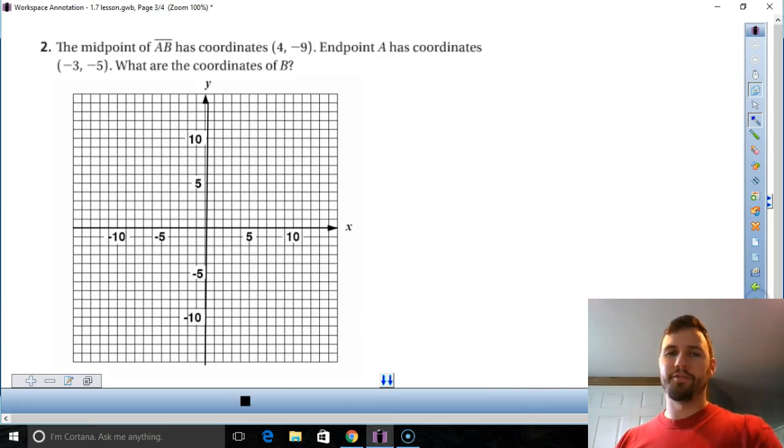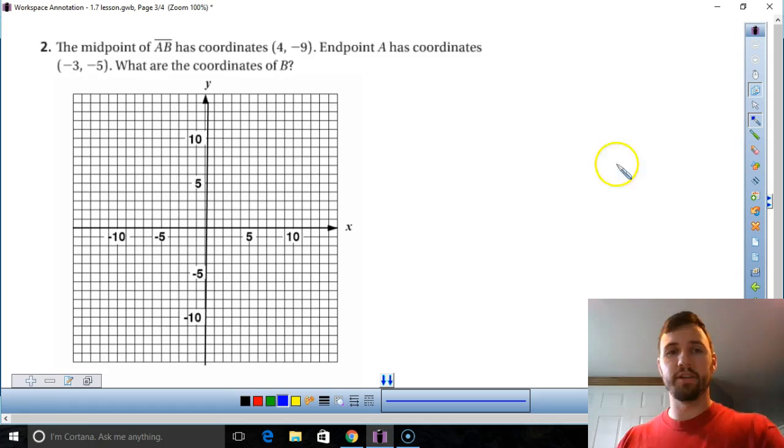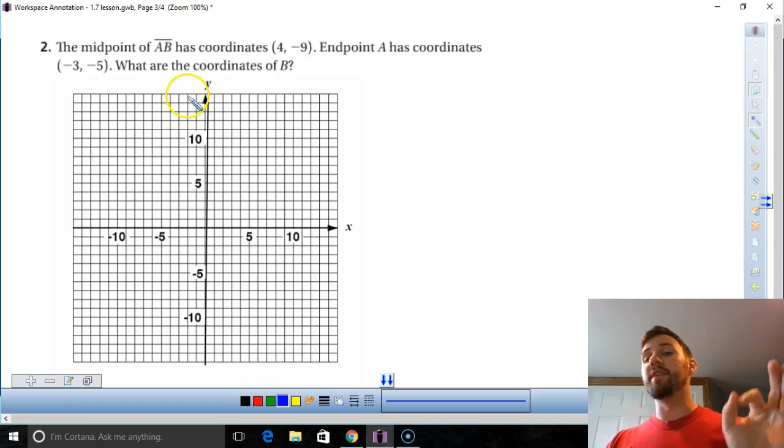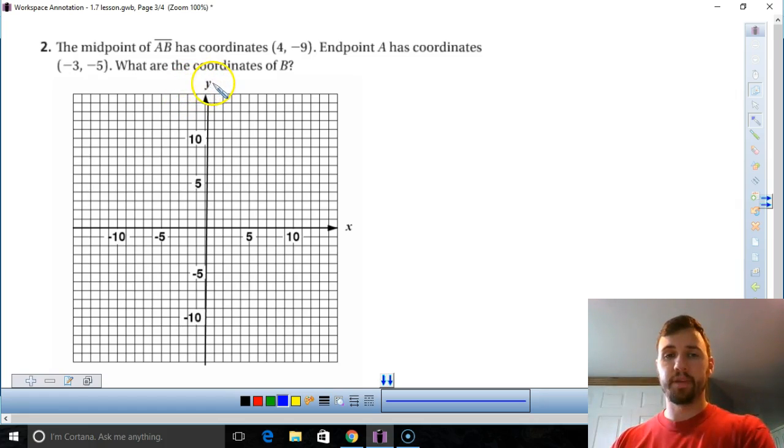Now for the not so fun stuff. Oh nope, this one's a hard one. I'm gonna actually zoom in. AB has midpoint coordinates 4, negative 9, and the endpoint A has those coordinates. So they give us the midpoint and one endpoint, and we have to find the other endpoint. All right. So I'm gonna write this down right now.